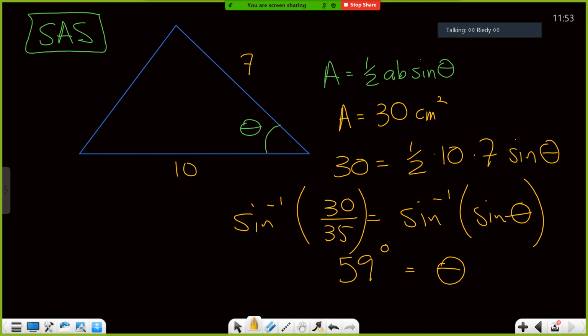Each one of these scenarios has different ways to solve. The first one we did was easy because it's just plug and chug: 1/2 times the numbers times the sine of the angle. It gets a little more complicated when you're asked to go backwards. A little bit of algebra review on how to get those values by itself. Remember, undoing the sine is the thing you use to get rid of that sine.